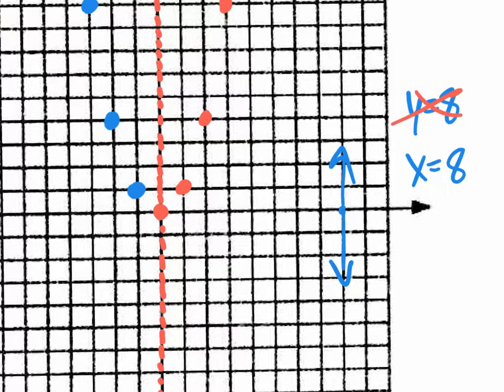So this vertical line, it has the x equals, right? Any vertical line has x equals. Okay, so keep that in mind. Any vertical line has x equals. We'll get back to that later.